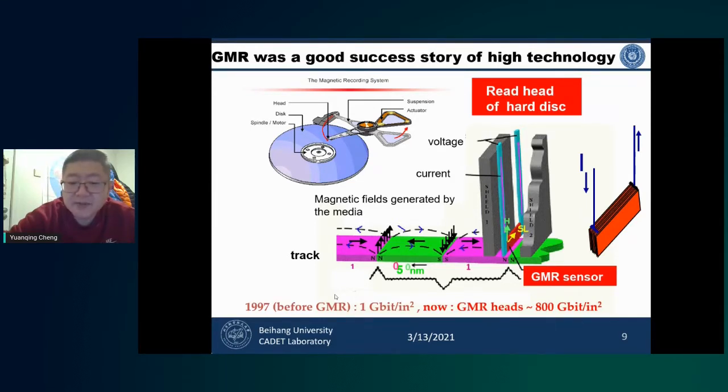We can inject a current to generate a magnetic field. And depending on the data bit stored on the hard drive, the very small nanomagnet may have different magnetizations. For example, for data 1, it has one magnetization direction. For data 0, it has the reverse magnetization direction. So depending on the magnetic field direction, we can read out the data stored on the hard drive, whether it is 0 or 1.